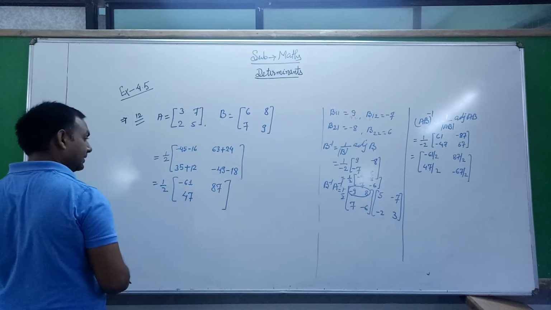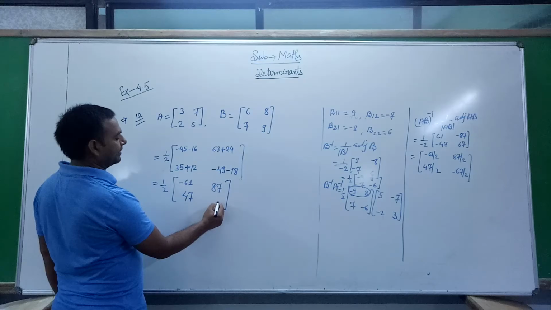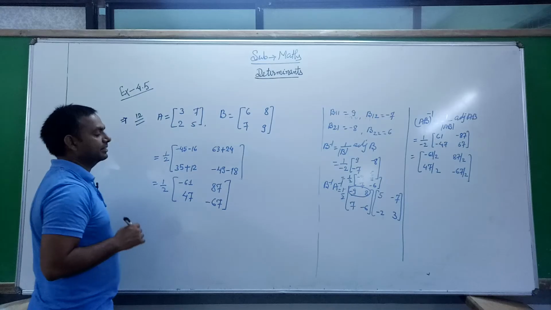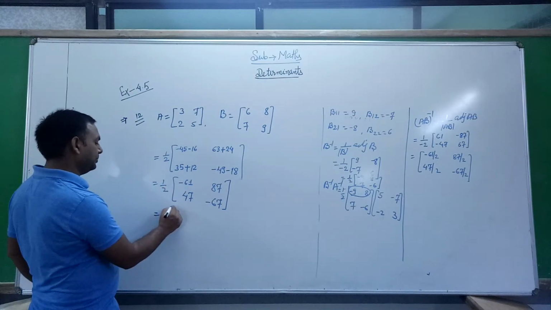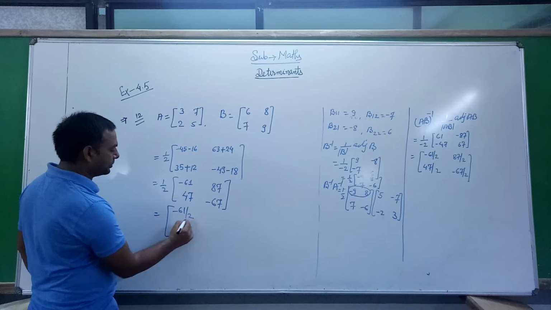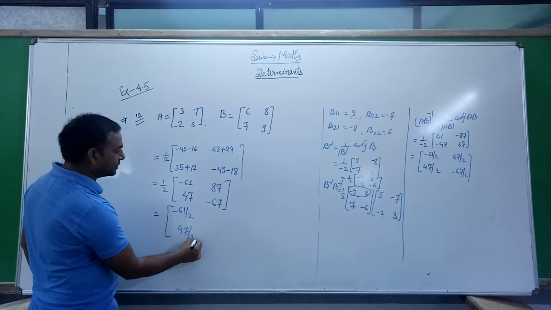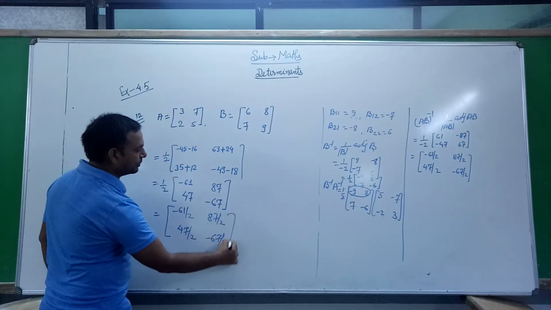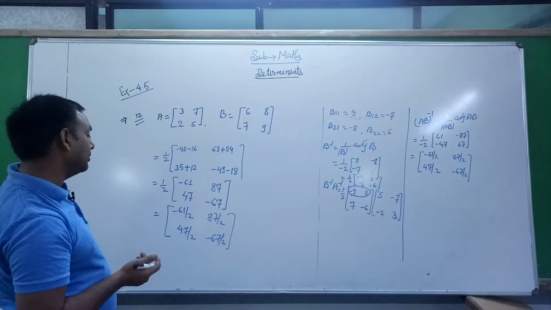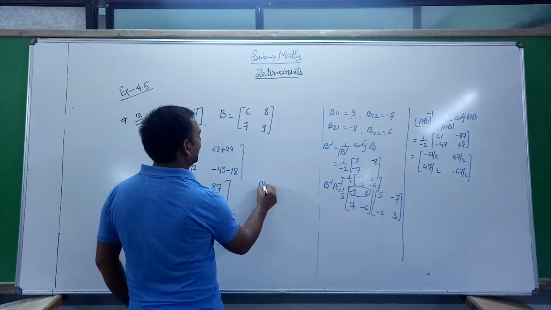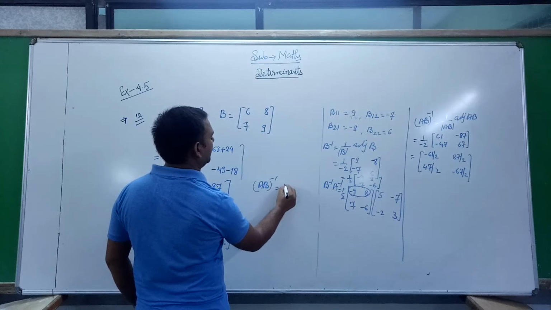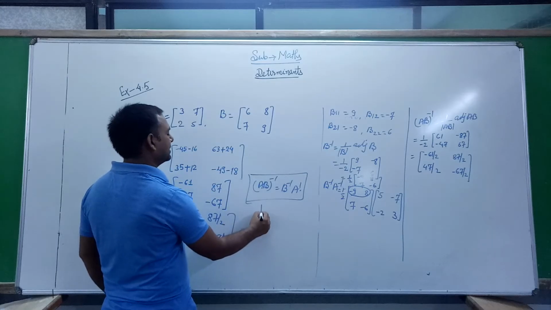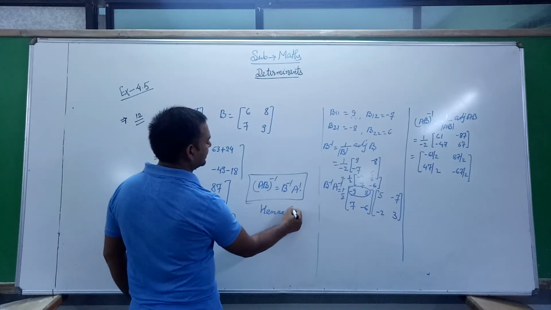So you see 8 and 9, 17, 4 1 5 1 6. So it is a minus of this. Then you divide by 2 in each element. 61 divided by 2, 47 divided by 2, 87 divided by 2, minus 67 divided by 2. Okay. Then you see here that the value of AB inverse is equal to B inverse A inverse, and you can say that this is the proof. So hence this is the proof.